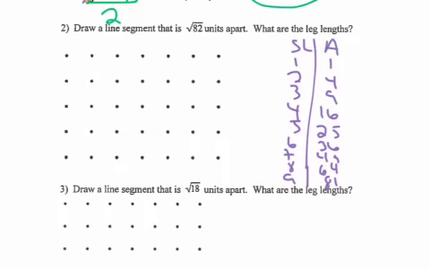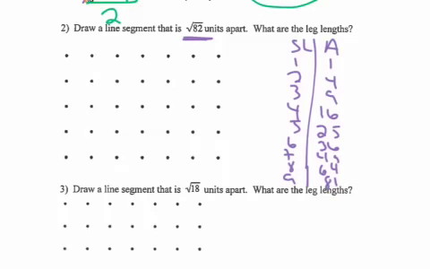So for this next one, I want to draw a line segment that's the square root of 82 units apart. So I have to think what leg lengths would give me, and once I apply my Pythagorean theorem, would give me the square root of 82. So you're going to want to write down or have your table up. That's going to help you.